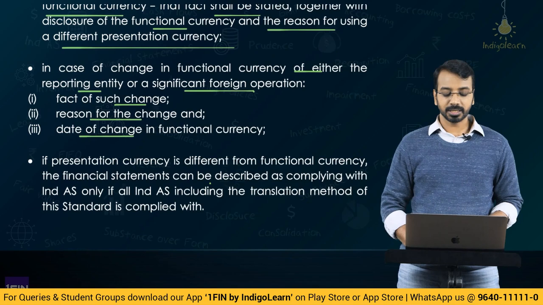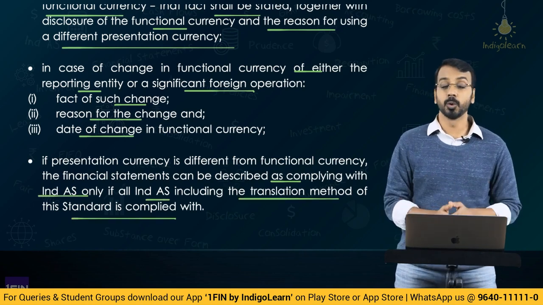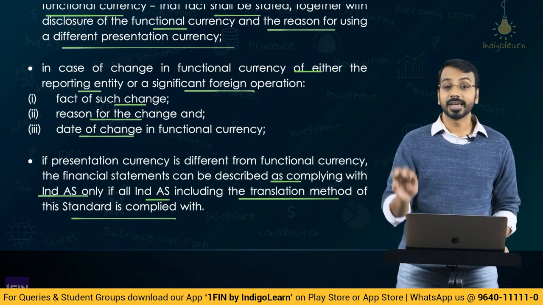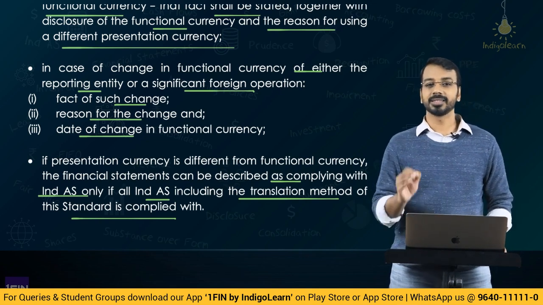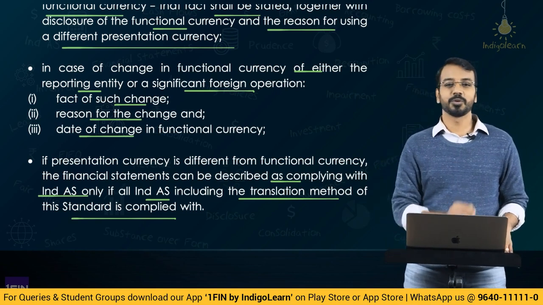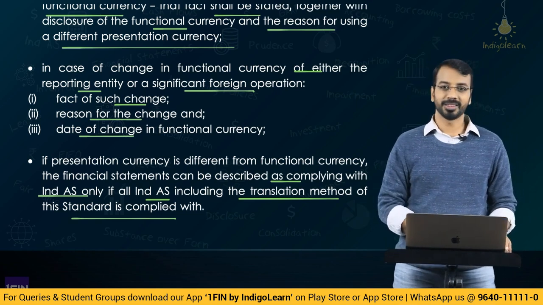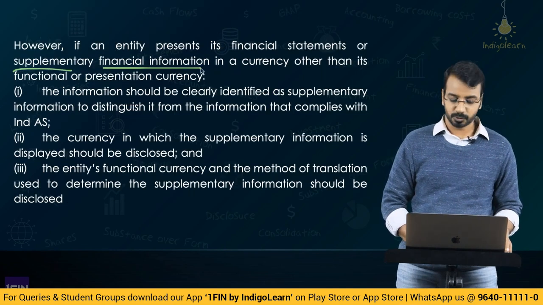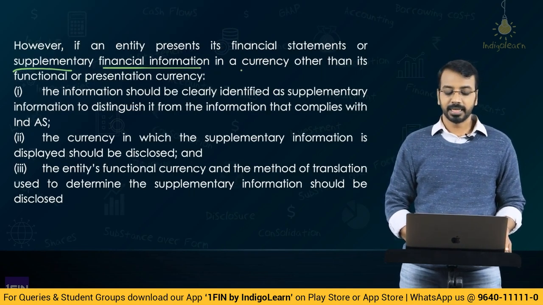Then, if the presentation currency is different from the functional currency, the financial statements can be described as complying with Ind AS only if all Ind AS, including the translation method of this standard, is complied with. So, this I have already told you: if the presentation currency is different and we have to state that the financial statements are complying with Ind AS, then the translation procedures given by Ind AS 21 should also be complied with. Then, if the entity prepares and presents some supplementary financial information in a currency other than the functional or presentation currency.